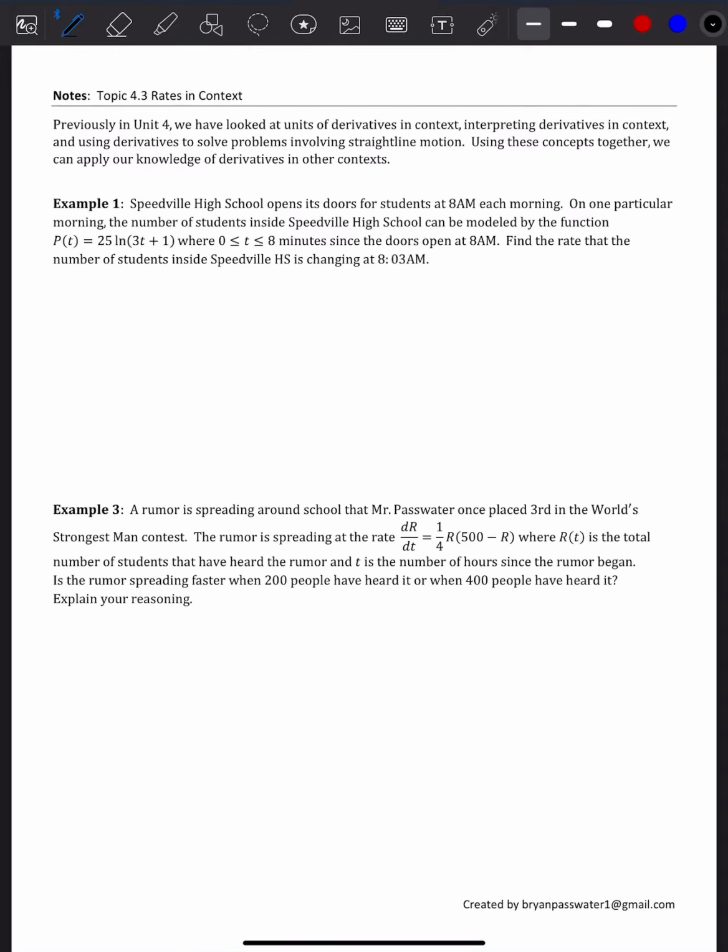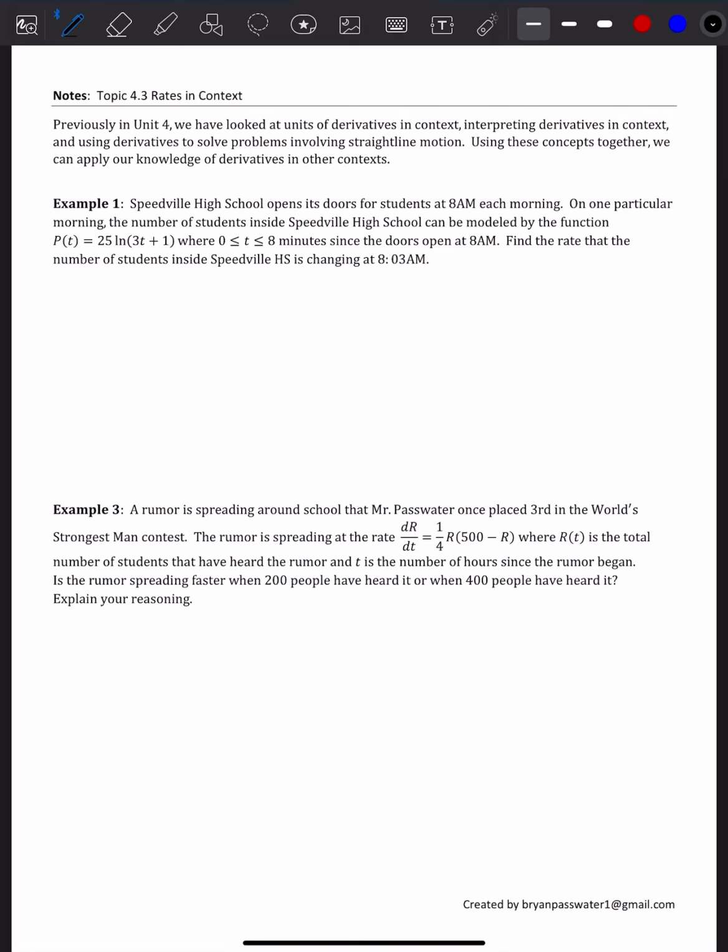Today we're going to be talking about rates in context. This is going to kind of start us on our related rates journey. So we are going to start with some rates in context that aren't just straight line motion.